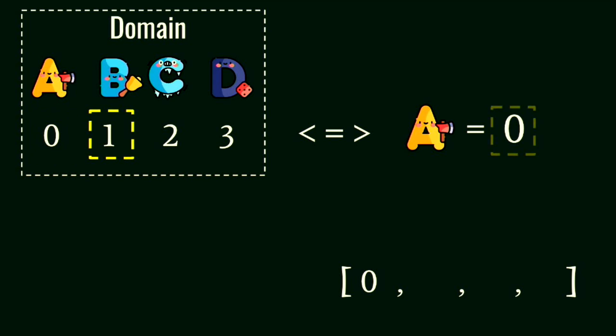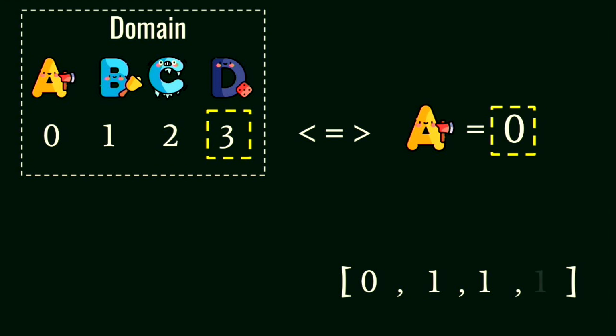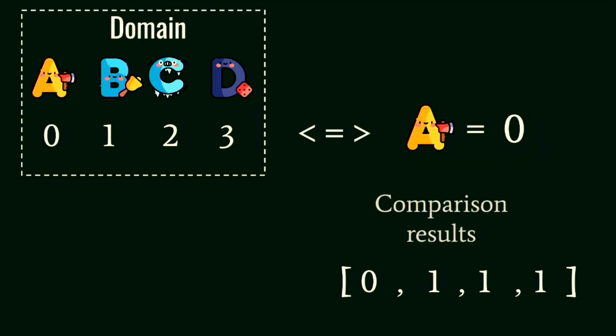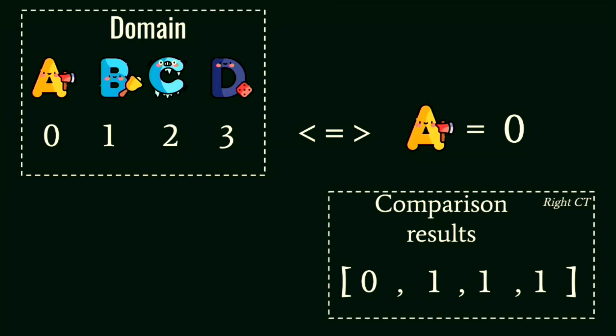1 is greater than 0, so we store a 1. And we continue throughout every value in our domain, and we store each result in a set of what we'll call comparison results. And this is the first part that makes up our right ciphertext.